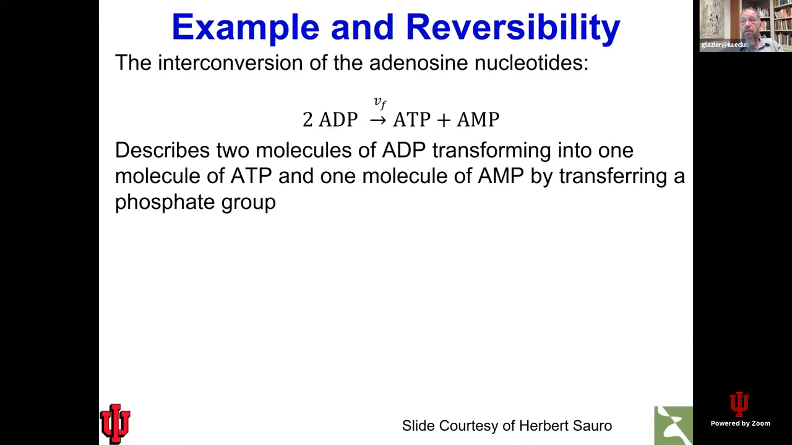So let's start out with a very simple example, which I showed already 2 weeks ago. We have two molecules of adenosine diphosphate, ADP, and that's going to be converted into adenosine triphosphate plus adenosine monophosphate, where one of the phosphates gets moved from one of the ADPs to the other one. So one is phosphorylated and one is dephosphorylated.